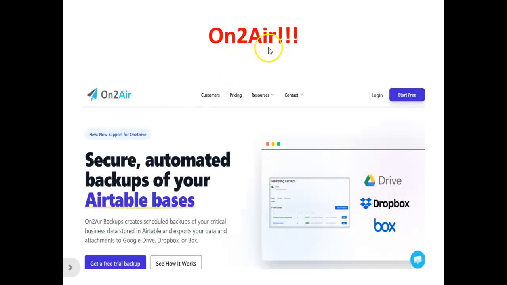Now to the On2Air review in full. This is the On2Air homepage. Now, what does On2Air actually do? On2Air is actually automated backups for Airtable.